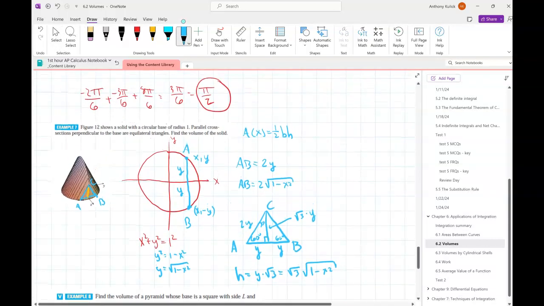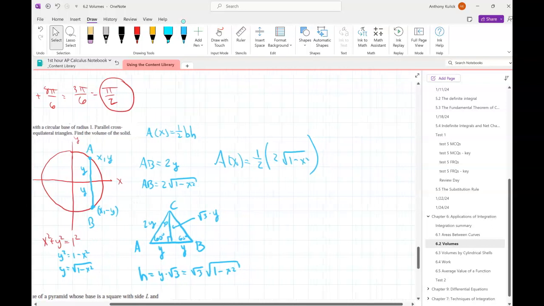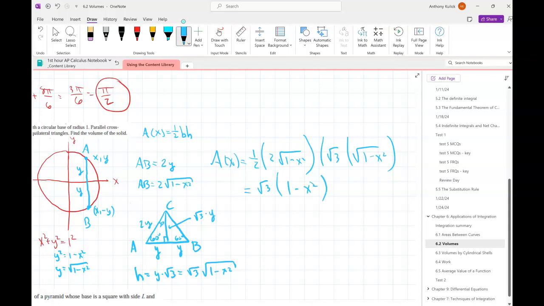So my area function is 1/2 my base times my height. When I simplify that down, it gives me the square root of 3 times (1 minus x squared). Again, the 2 times 1/2 cancel out, and when I multiply these two together, the radicals cancel.